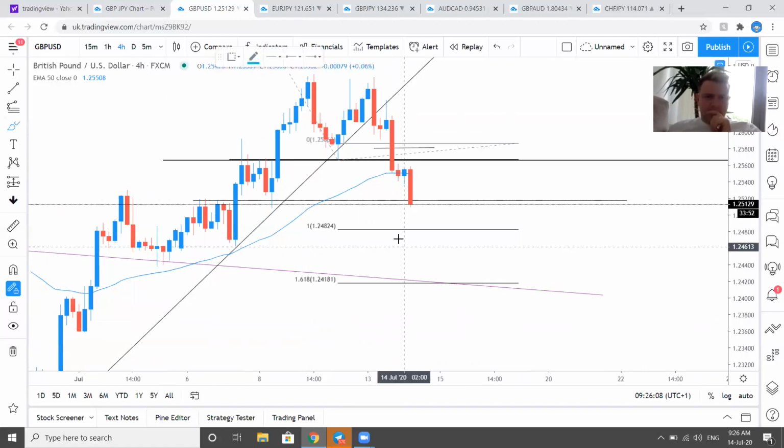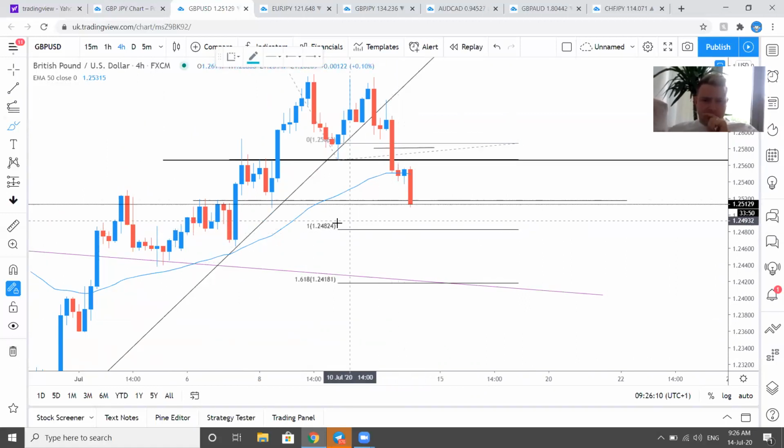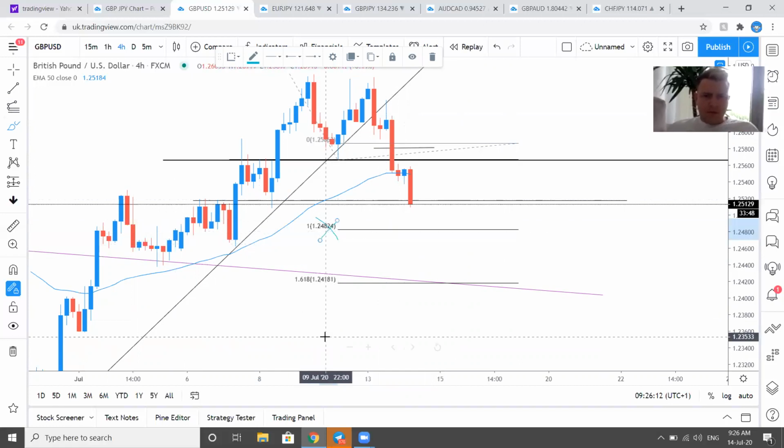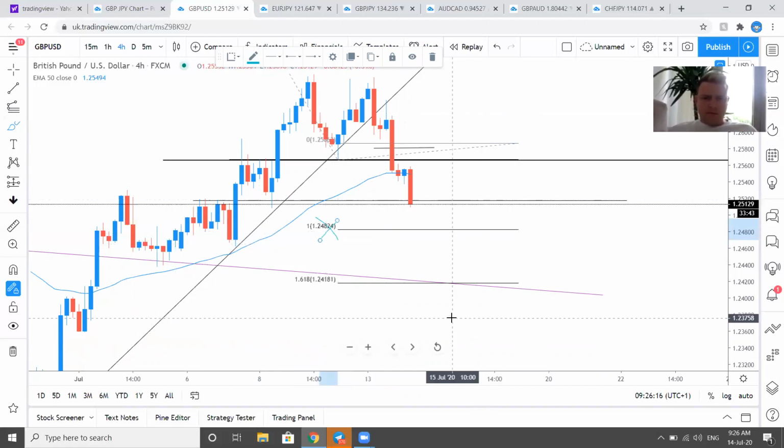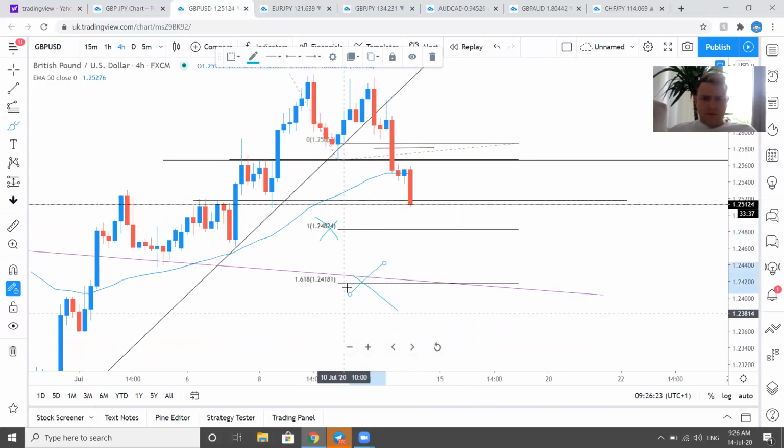So that's given us a first target to take some profit here. It's giving us a final target to close off of this double top. Where does that level sit? Well, we've got a trend line here. So what is that trend line?